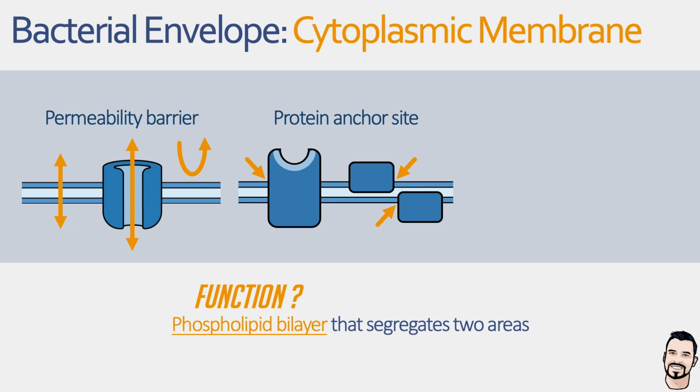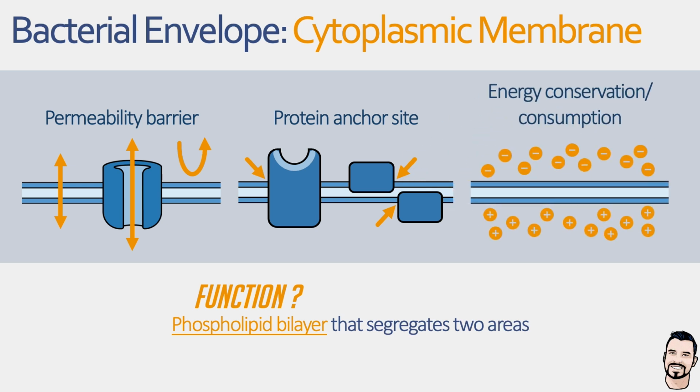And finally, it allows energy conservation and consumption, which essentially means it can be used to generate energy. It does this by pumping protons across the membrane. The cell therefore creates a charge and pH difference known as the proton motive force, which is a form of stored energy, much like a charged battery. This electrochemical gradient can then drive energy-dependent processes such as nutrient uptake, flagellar rotation, and the synthesis of ATP.